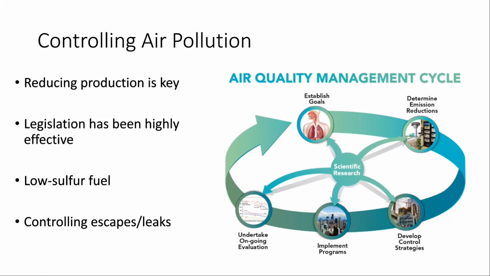And the biggest thing, or the easiest way to go about it, is just by reducing the production. So if we can prevent pollution from getting in the air, that's going to be the easiest way to handle it, often going to be the cheapest way as well.